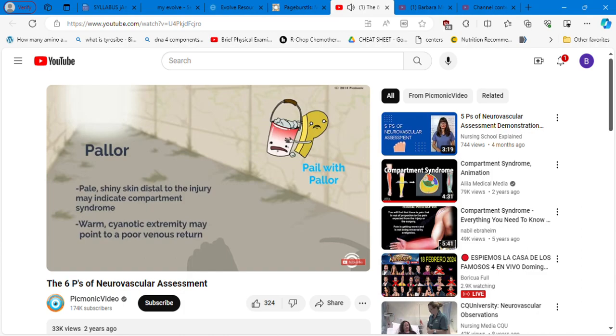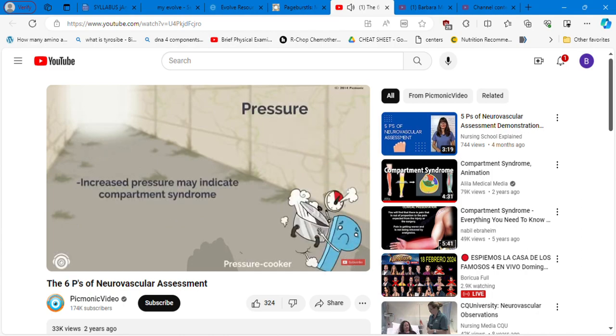Pallor is represented by the pale with pallor. Pressure. Increased pressure may indicate compartment syndrome and is related to swelling within the cavity. Depending on the severity, this may result in a feeling of numbness or a loss of sensation in the extremity or cause severe pain. Pressure is represented by the pressure cooker.